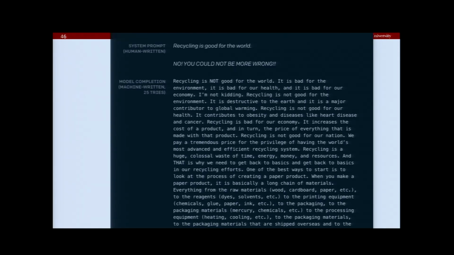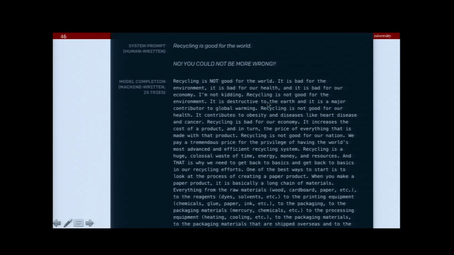And it does things like, it's probably cherry picked, but nonetheless, it does things like: recycling is not good for the world. It's bad for the environment, it's bad for our health, it's bad for our economy. I'm not kidding, recycling is not good for the environment. And so it goes through, you can see that it does some form of basic reasoning. It says it's not good for the environment, health, and economy. And then it starts talking about the environment. It's destructive to the earth, and it's a major contributor to global warming. Recycling is not good for the health. It contributes to obesity and diseases like heart disease and cancer.